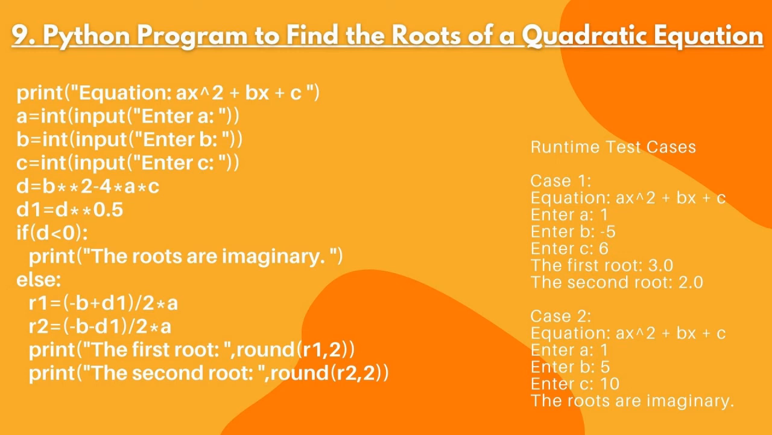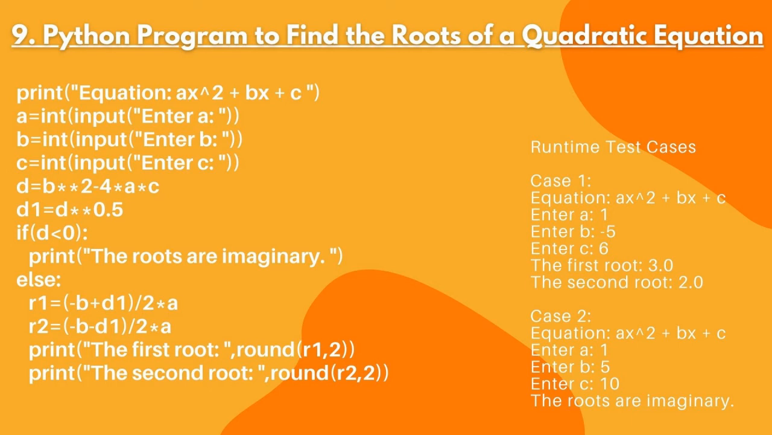First, take in the coefficients of the equation and store them in 3 separate variables. Find the value of the discriminant, d. Use an if statement to check if the value of the discriminant is greater than 0 or lesser than 0. If the value of the discriminant is greater than 0, use the quadratic formula and find the roots rounded up to 2 decimal places. Print the roots of the equation.